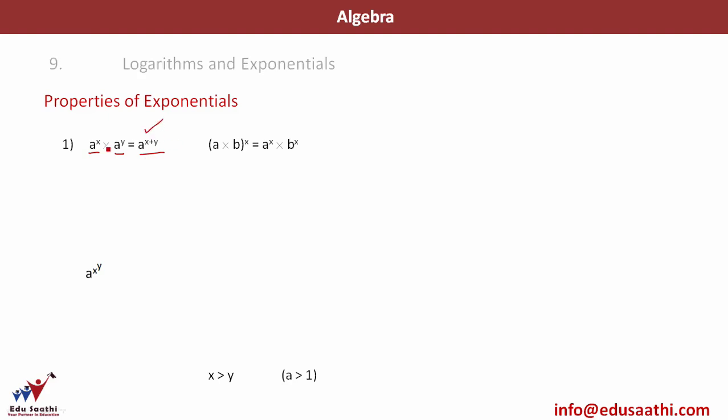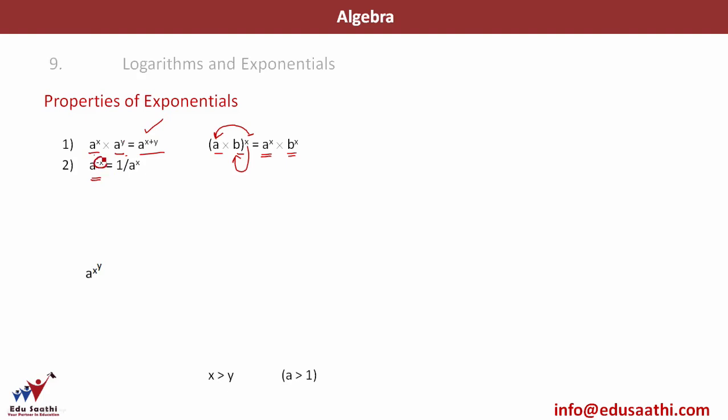This means if bases are same, powers can be clubbed. And if I have a into b raised to power x, this power is for this a also and this power is for this b as well. So it will be a raised to power x into b raised to power x. The second is a raised to power minus x could be written as 1 over a raised to power x. So that means if I take a reciprocal, the power changes its sign.